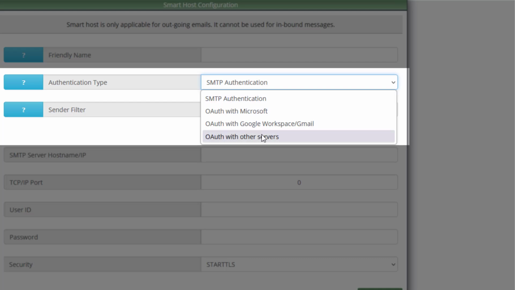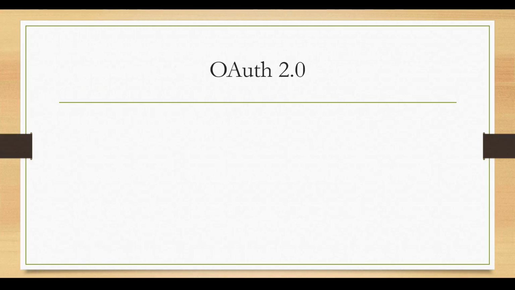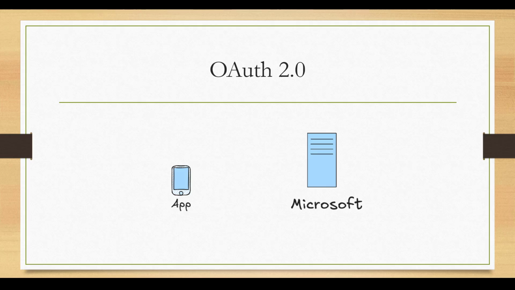OAuth with other servers. When using OAuth 2.0, you must first create and register an app with Microsoft. This app will then be configured for the necessary permissions, or scopes in OAuth lingo, along with URIs that are allowed to access this app. This app also creates a client ID and a client secret.